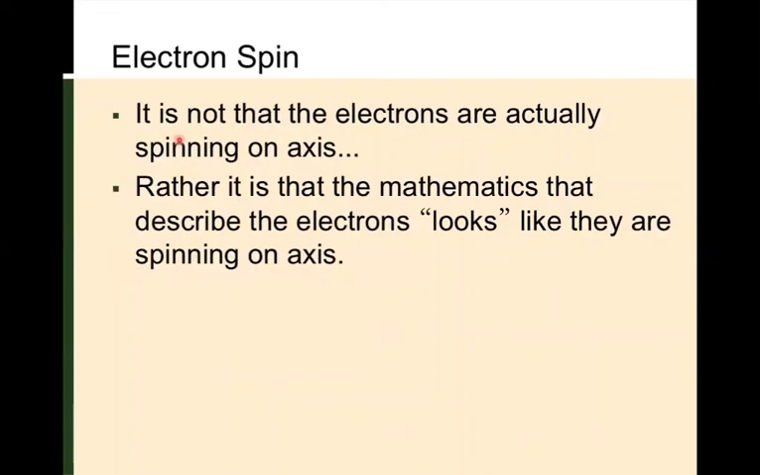It's not that the electrons are actually spinning on an axis, rather it is the mathematics that describe the electrons make it look like they are spinning on the axis. So this is what I was saying. A lot of this, the terminology at least, that describes the observable phenomena is based on the mathematics. It's the mathematics which drives the terminology that we use. So this idea of spin, it's not that they're necessarily spinning in a particular direction, rather it's the mathematics part of it. But we still refer to it as spin, and that's the most common way of referring to it.